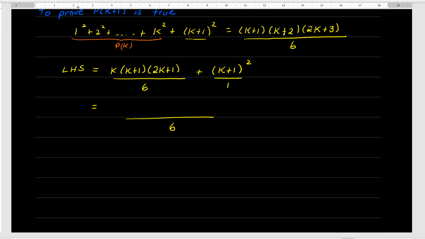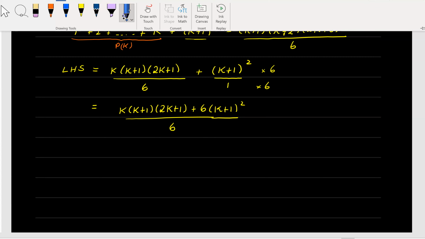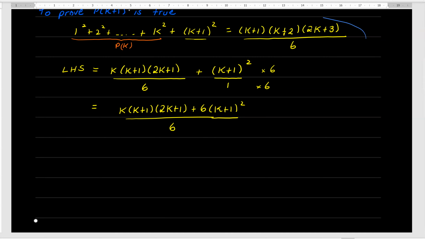What did I have to times this side by to get the 6? Just 1, so we keep that as k plus 1, 2k plus 1. What did I have to times the 1 by to get to 6? So I've got to do the same to the top, so that becomes plus 6, k plus 1 squared. Please keep your eye on what it is that we are trying to make it look like. You're trying to make it look like this up here.